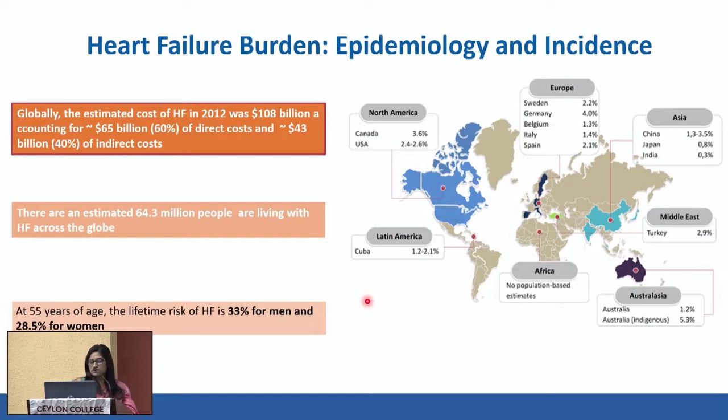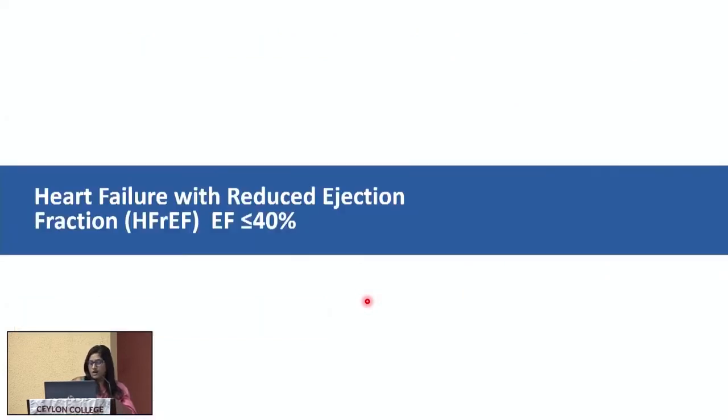Now, this is just to show you that there are millions of people living with heart failure across the globe, and annually billions of money are spent on them, directly as well as indirectly. Now, we are moving directly into heart failure with reduced ejection fraction management.